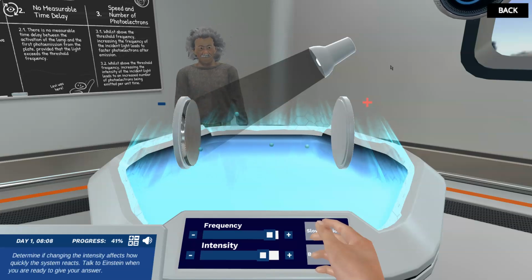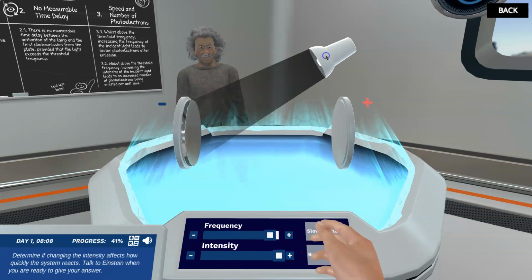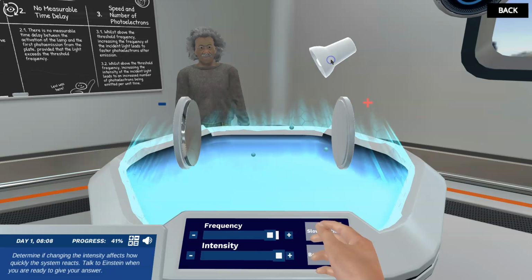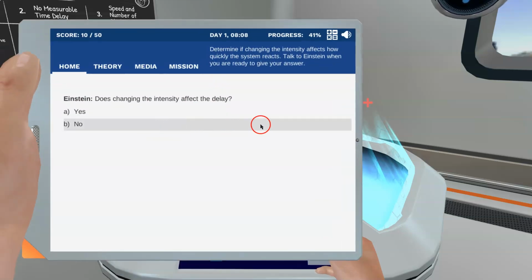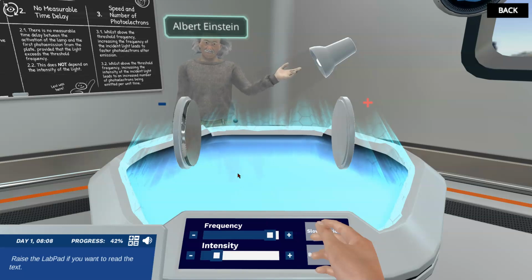Determine if changing the intensity affects how quickly the system reacts. Let me know when you have an answer. Does changing the intensity affect the delay? That's right. Intensity has no effect on the delay.